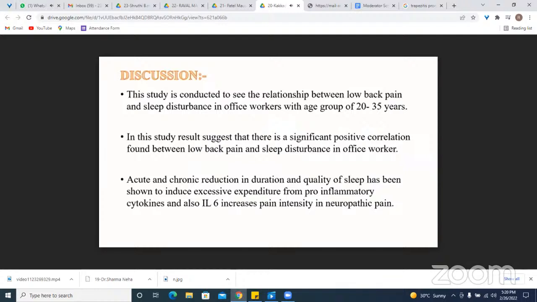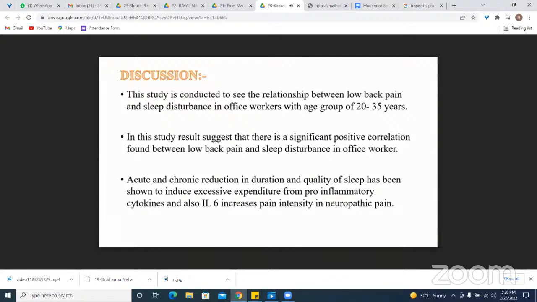Discussion. This study is conducted to see the relationship between low back pain and sleep disturbance in office workers with the age group of 20 to 35 years. In this study, results suggest that there is a positive significant correlation between low back pain and sleep disturbance in office workers.